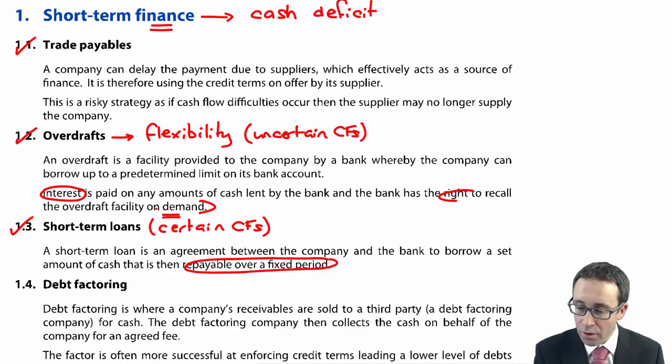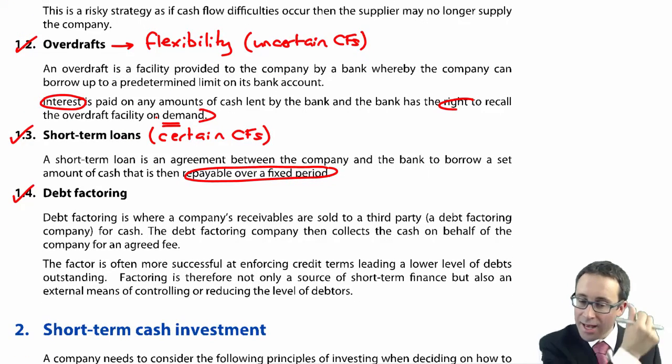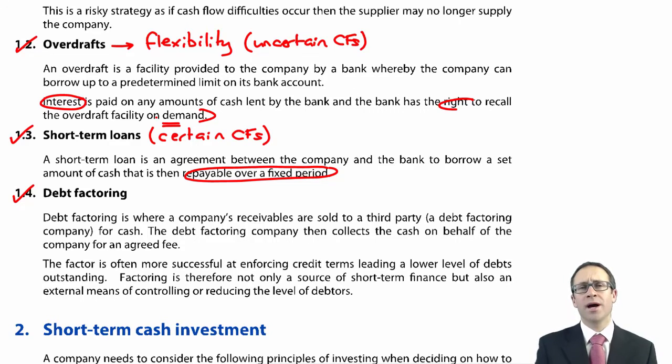Okay. The fourth and final one in terms of your short-term financing is looking at debt factoring. So that's when you have your receivable. Your receivable demands management, doesn't it? It demands you to be able to collect the cash in promptly from your customer. You might not have the ability to do that.